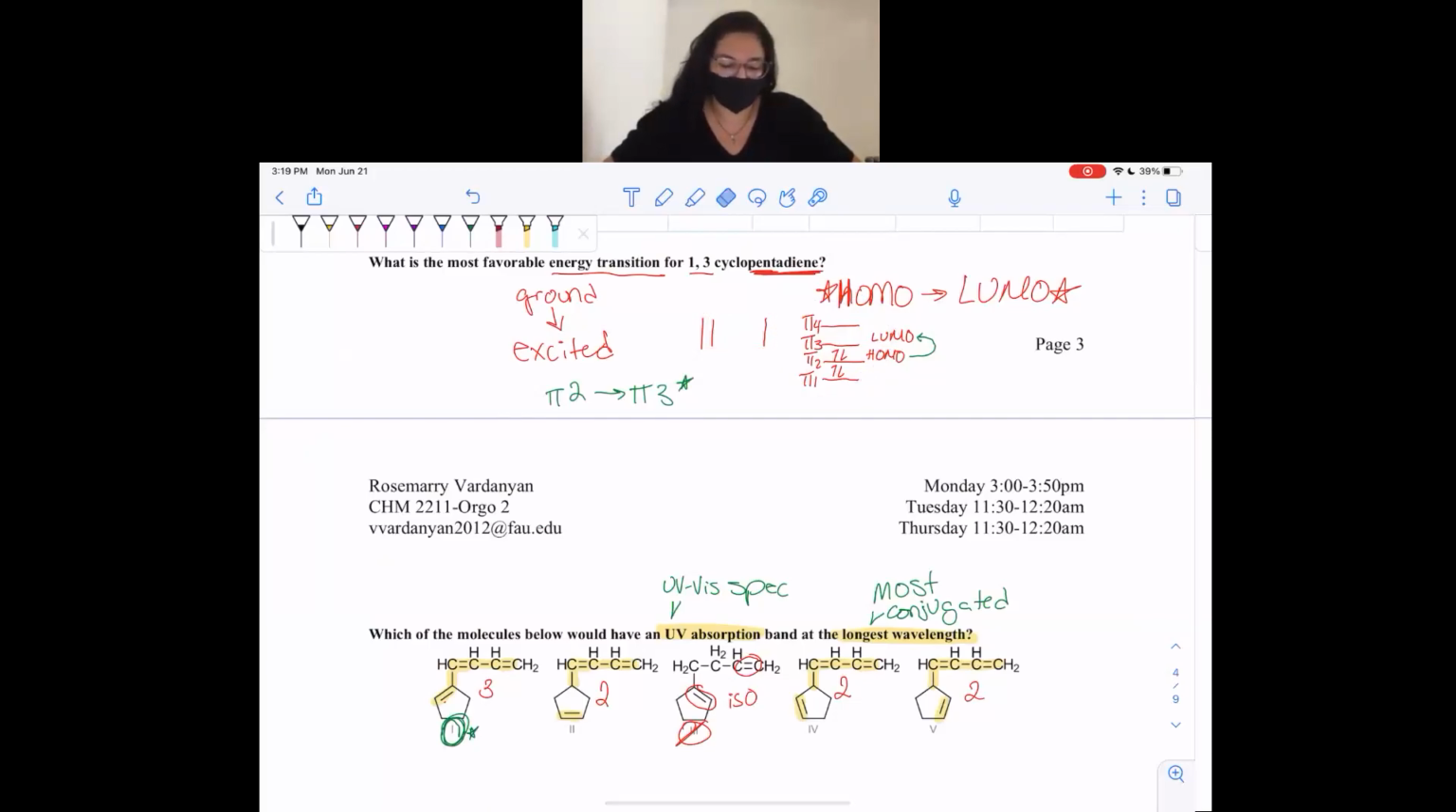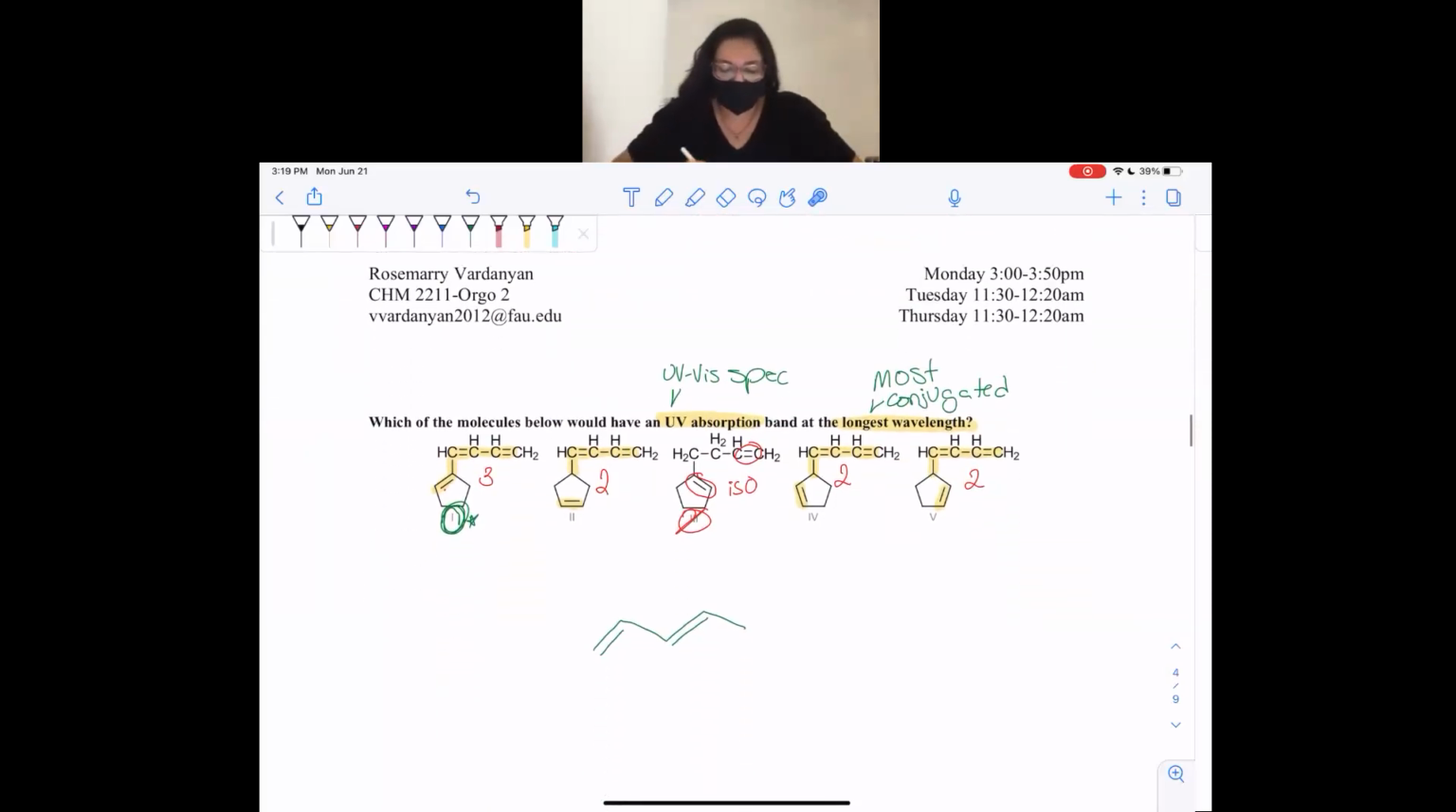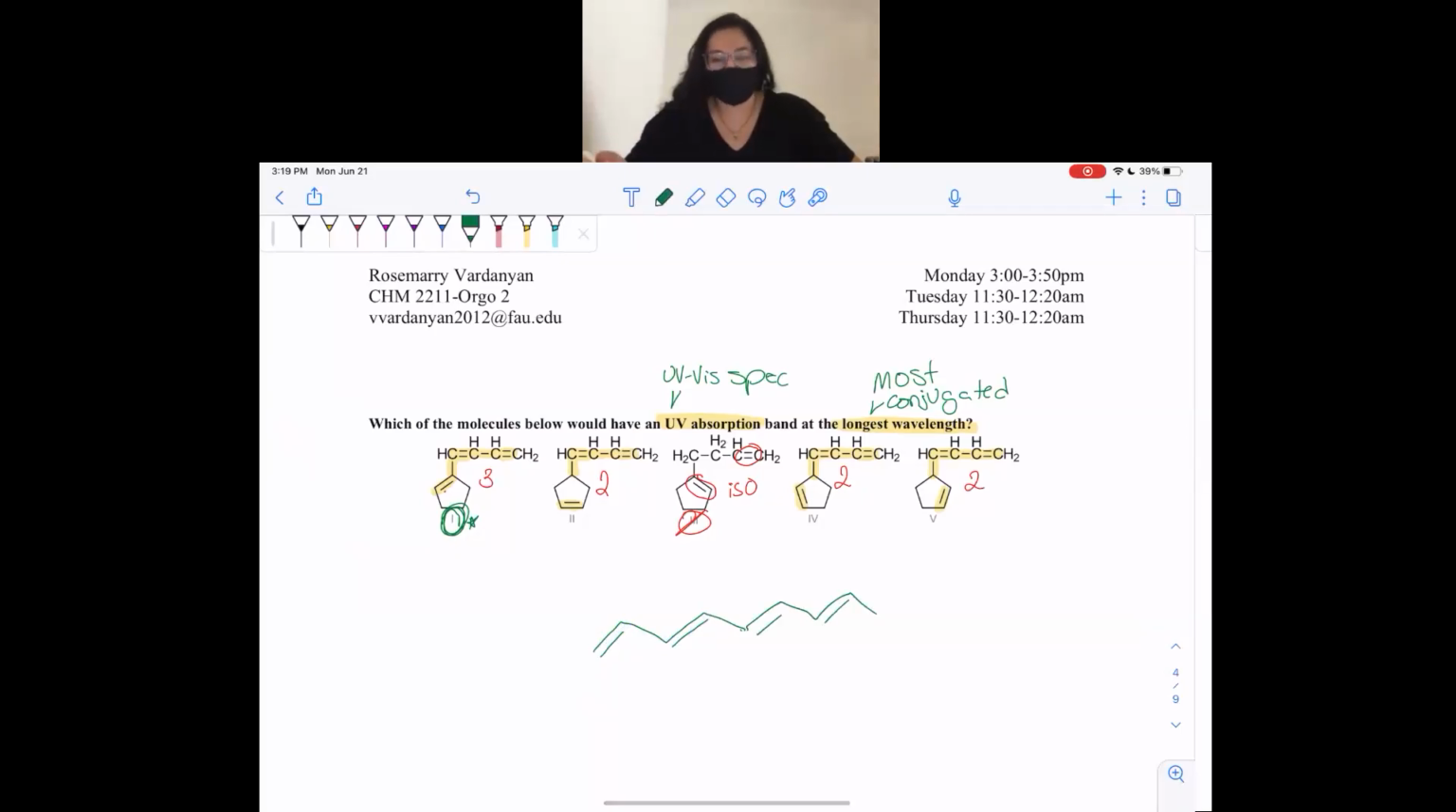because it's still just, oopsie, sorry about that. It's still just 2 double bonds. So yes, they are pretty much the same. And yes, so for this one, it would be 2 double bonds in conjugation. If we had this, it would be 4.